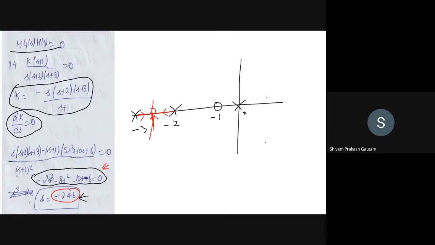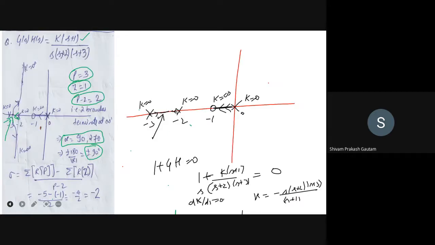Okay. Now, what you have to calculate? You have to calculate the angle of asymptote as well, because you have to know how these root locus branches terminate at infinite. The asymptote we have already calculated in our previous slide. As you can see, here 90 and 270 we have already calculated.